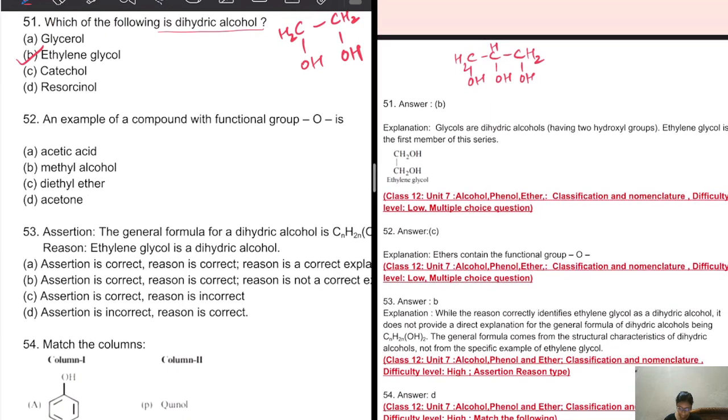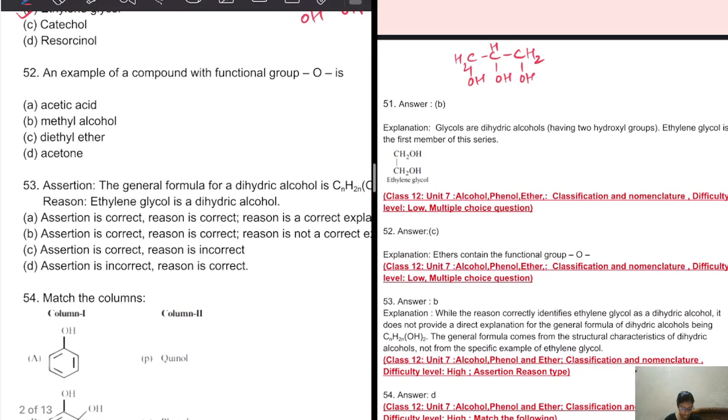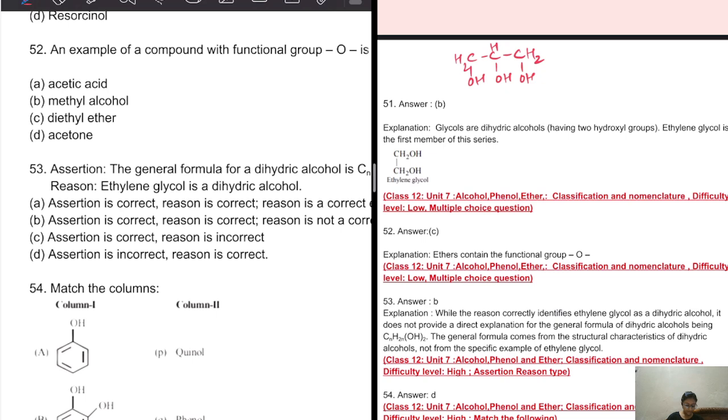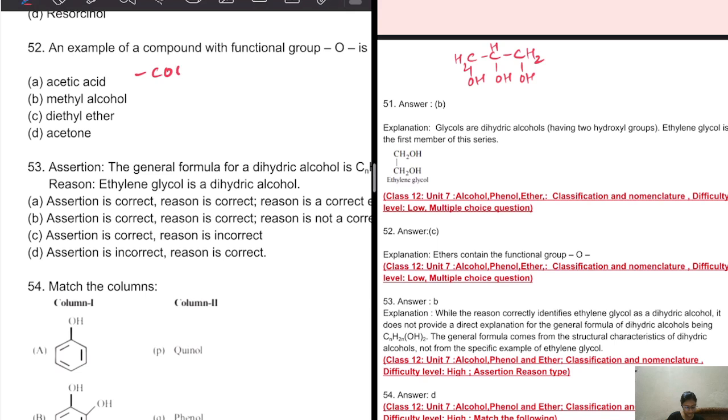So our next question is, an example of a compound with functional group O is, let's see what all the options given to us are. Acetic acid. See, acetic acid, we all know this is COOH. Methyl alcohol, this would be OH. Diethyl ether, this will be O. And acetone, this is CO. Alright. So, our correct answer is diethyl ether.